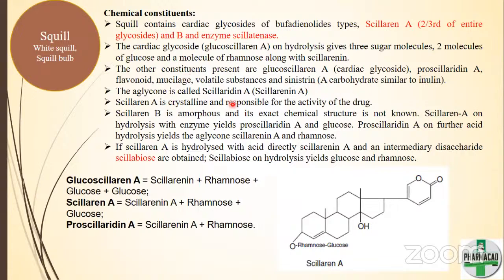Then the glycone is called scilliroside A or scillarenin A. Scillarenin A is crystalline and is responsible for the activity of the drug. Okay, let me explain this first here, then you will understand this more clearly. Okay, see, understand one thing.